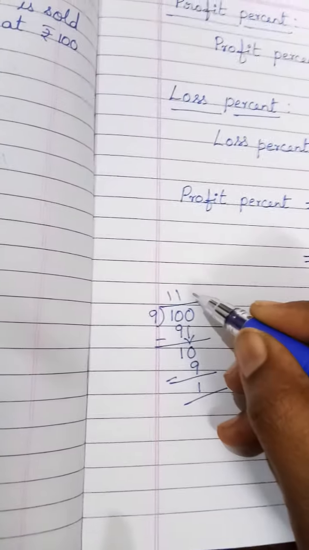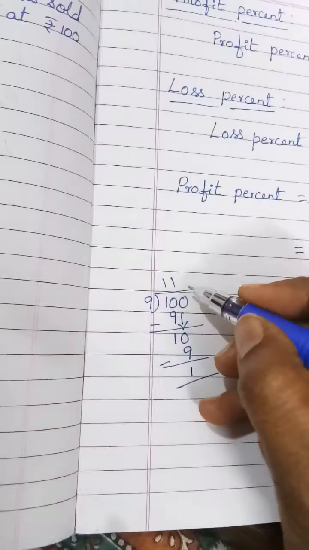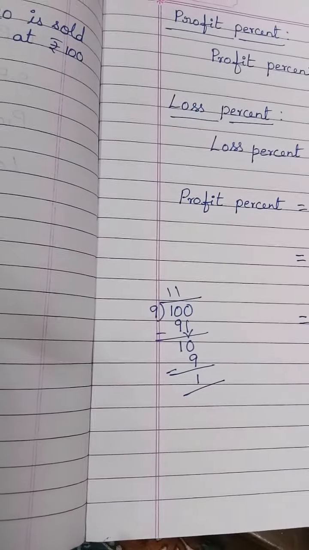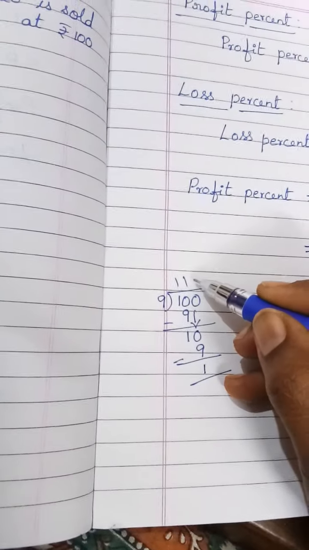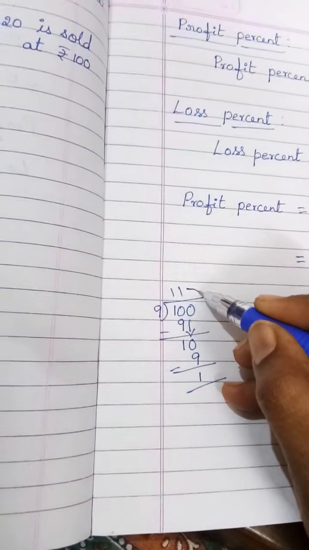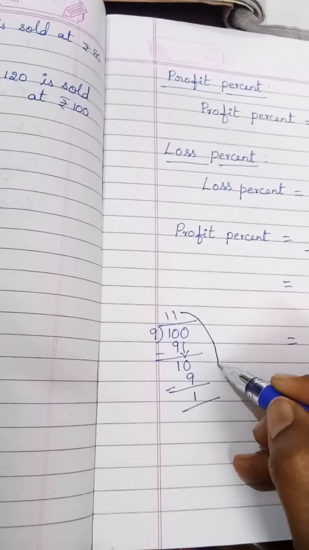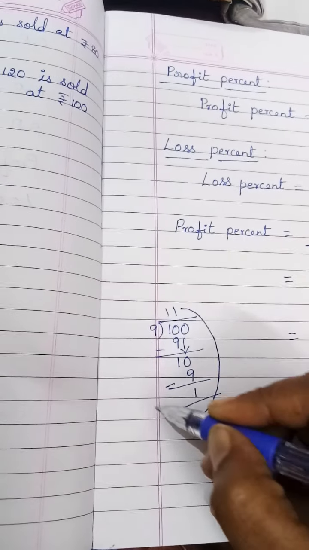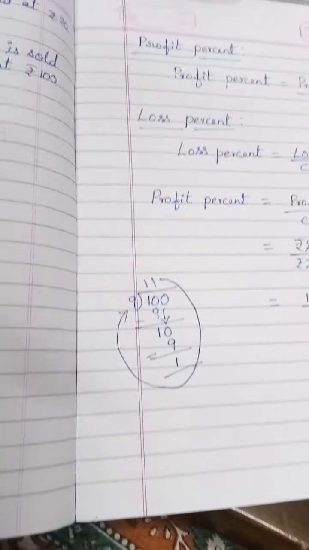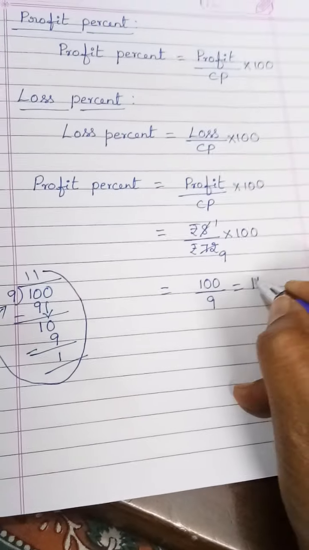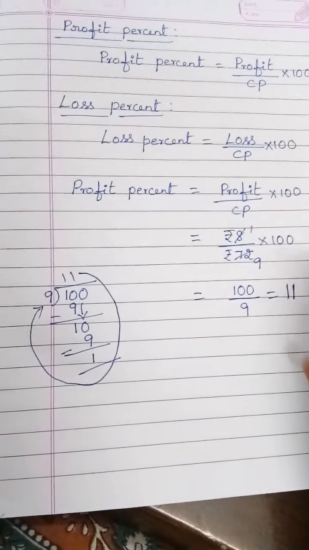So write this one as a mixed fraction. How to write the mixed fraction, children? See here, remember, from the quotient you should see the U shape: quotient, remainder, and you should write like this, that is quotient is 11, that will be the whole number 11.